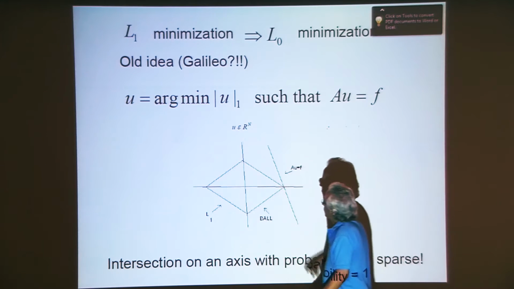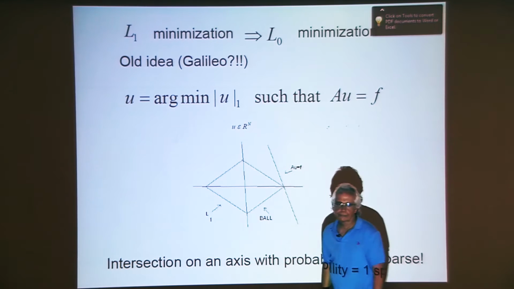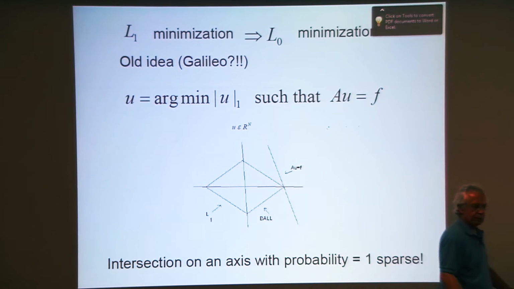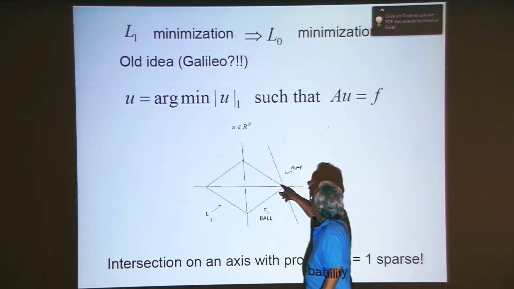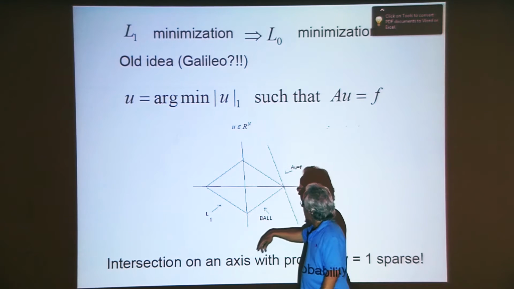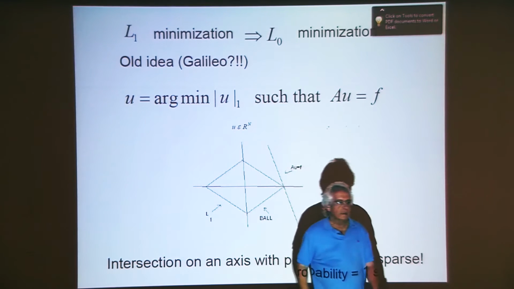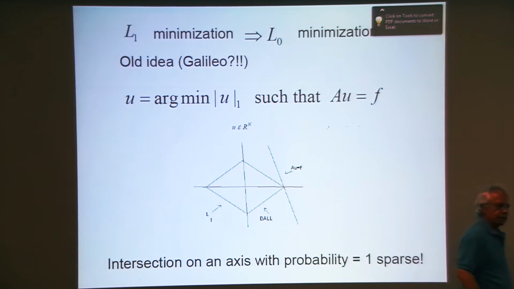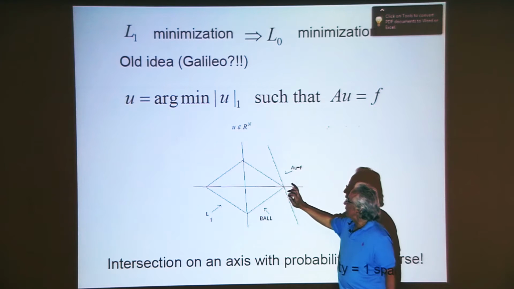And the L1 unit ball is a diamond, not a sphere. It's a diamond, right? Because that's x plus y. This is x plus y equals constant, x minus y equals constant, and minus y minus x, and so on. So that's a diamond. And now what you're looking at is minimizing the size of the diamond, the L1 norm of u, such that Au equals f.